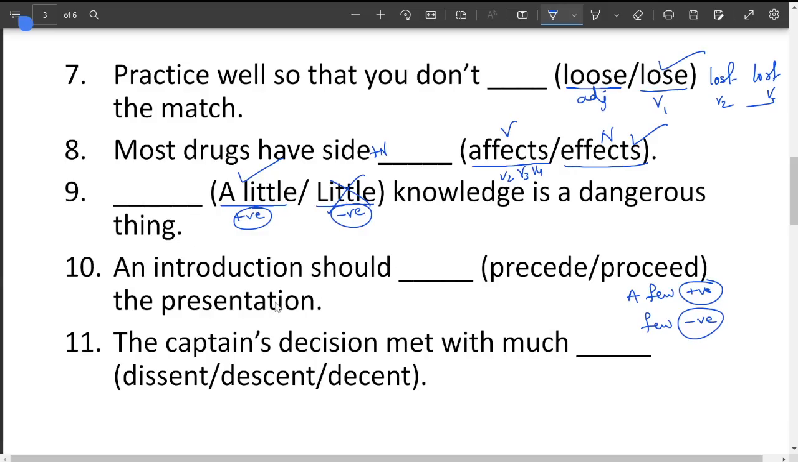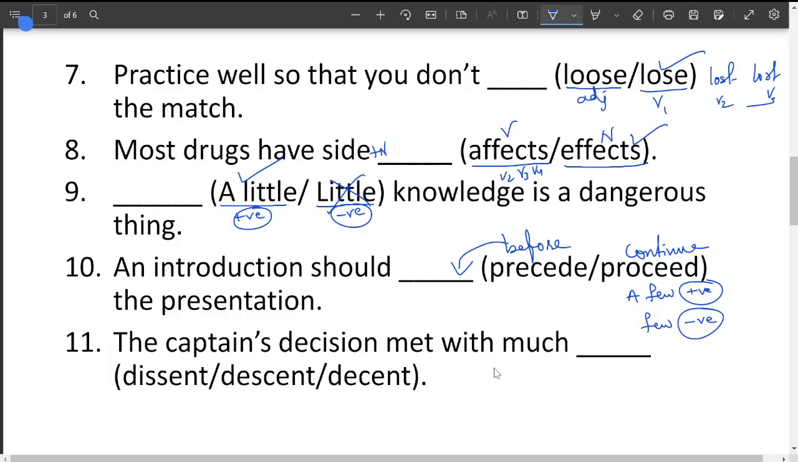Okay. Next, an introduction should dash the presentation. Precede, proceed. Proceed means continue. Precede means before. Now, an introduction should dash the presentation. That means before the presentation, there should be an introduction. So, before comes with the meaning of precede. Next one. The captain's decision met with much dash.